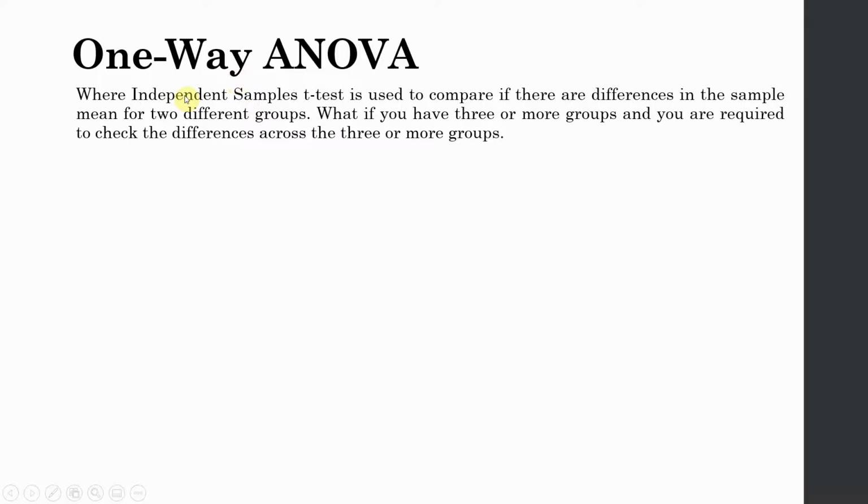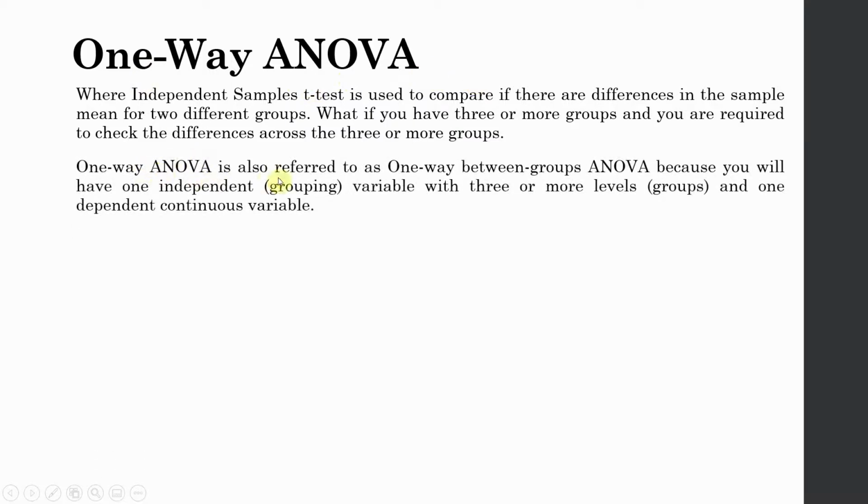Now we have seen that the independent sample t-test is used to compare differences in a sample that has two different groups. Now there may be a situation when you want to compare a particular value among more than two groups, or three or more different groups. In that case, you cannot use the independent samples t-test because there are more than two groups. In such a situation, you will have to use one-way analysis of variance.